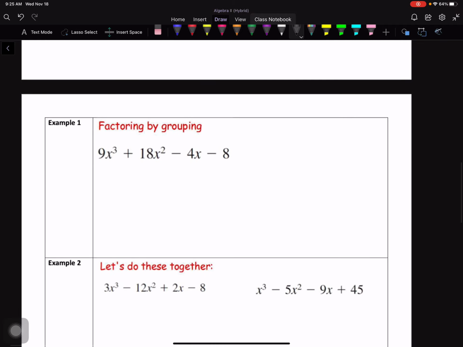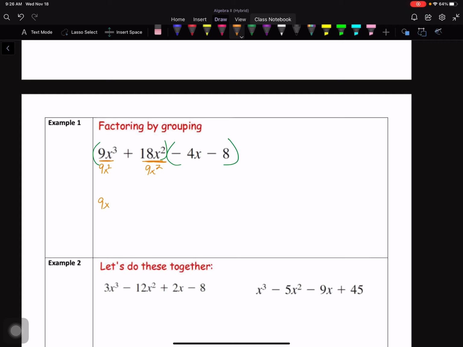So here's how factoring by grouping works. First, make sure your polynomial is in standard form, which it is. Then you're going to group the first two terms, and group the last two terms. Then take out the greatest common factor. Looking at these two terms, what can I divide out of both of those? It looks like I can take a 9 and an x squared.